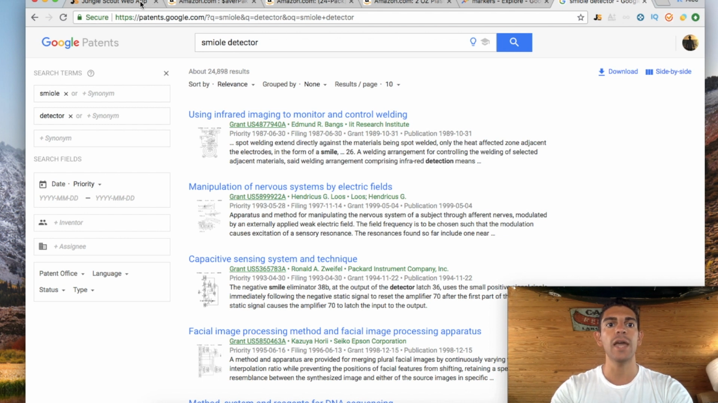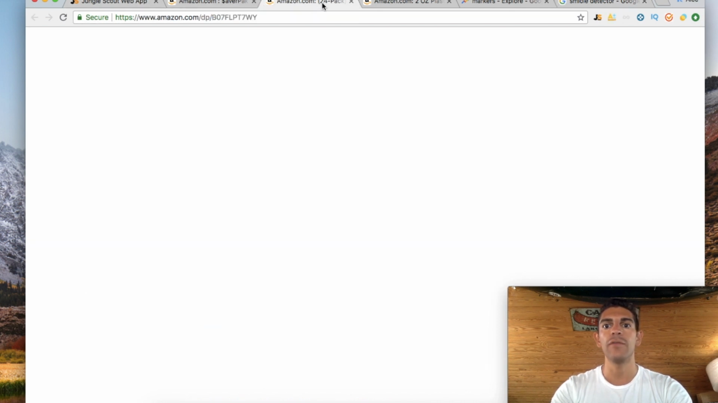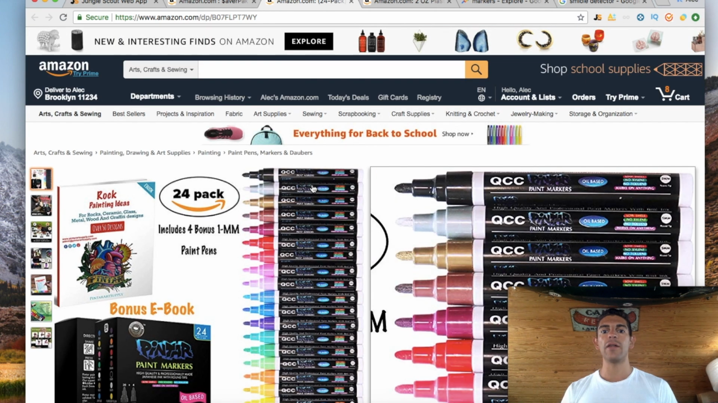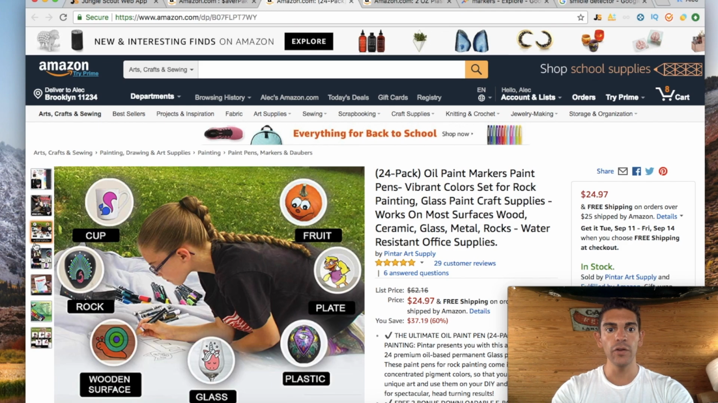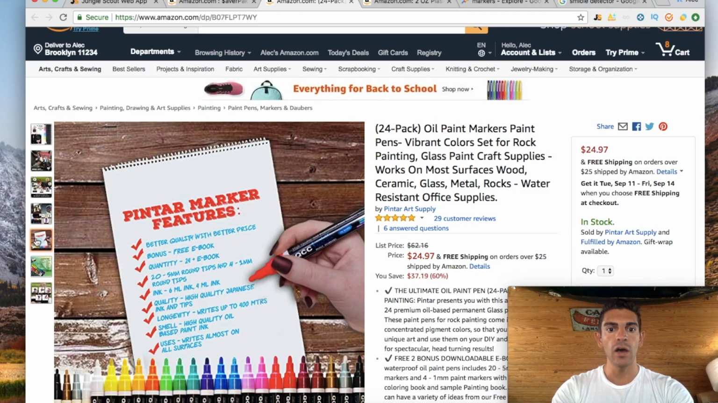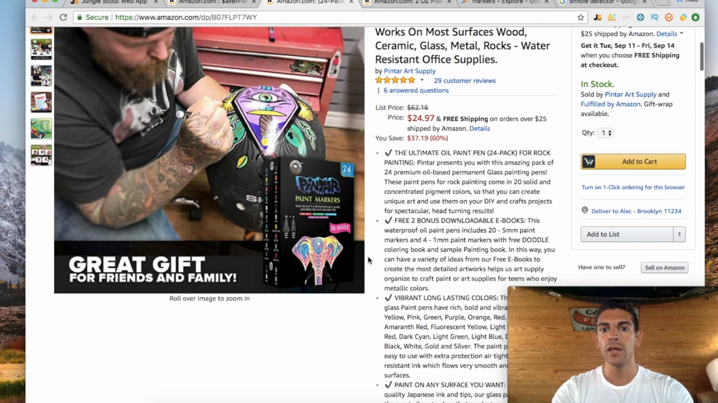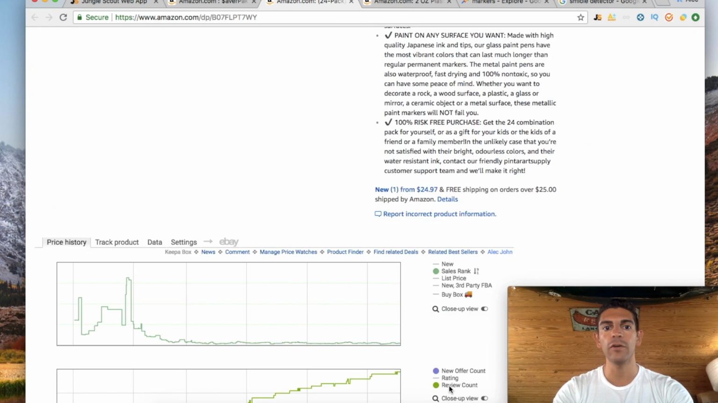So let's take a look into a few of these products that we opened up, and see how they're doing, what we could do, how we could better and improve these products, and check the demand and the whole market in general. So this one looks pretty good. They have pretty good pictures. This is what you want yours to look like. They have pretty good bullet points.